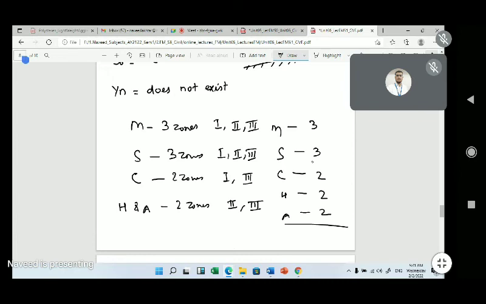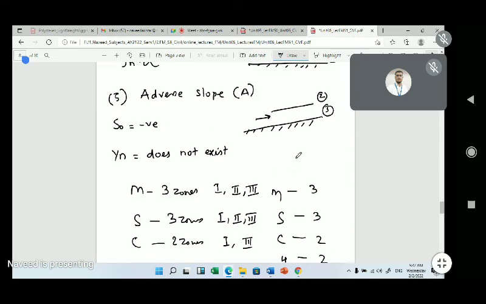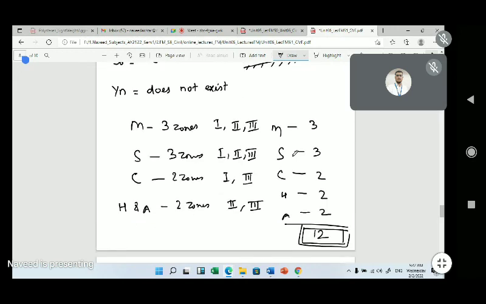So you can say that for all these cases, a total of 12 zones are there. This is about the basic conditions we have to follow before making a profile for any type of slope, or that exist in case of open channel flow. So this is all about that, and then how to make the profile we will see.